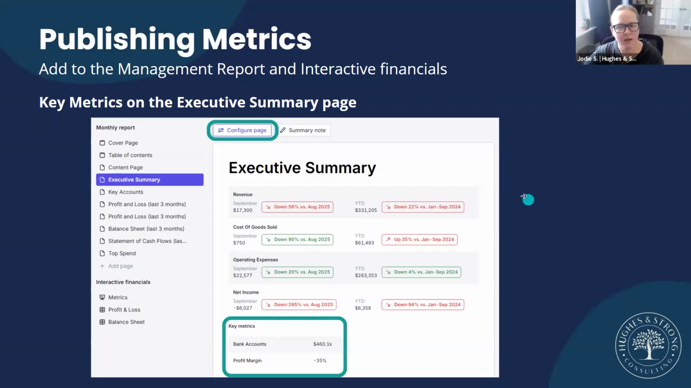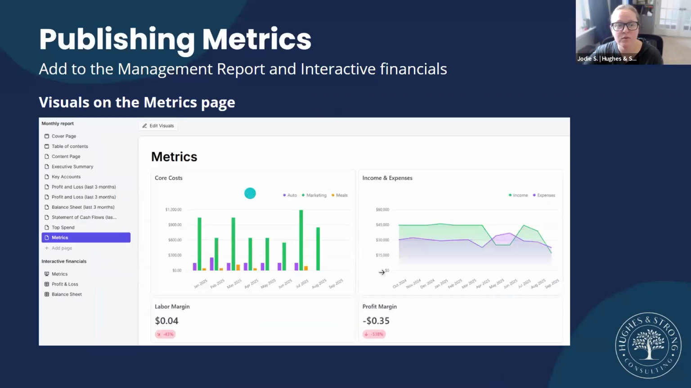Yeah. And then the next option is the metrics page. You have a whole page that you can devote to those visuals that you've created. So if you don't see this, you can always click Add Page, then select Metrics. And I believe we have the ability now to drag this up. So if you want the metrics page to come before all of the reports, you can drag that up to the top there. But this is just a page that shows all of those visuals for your client.